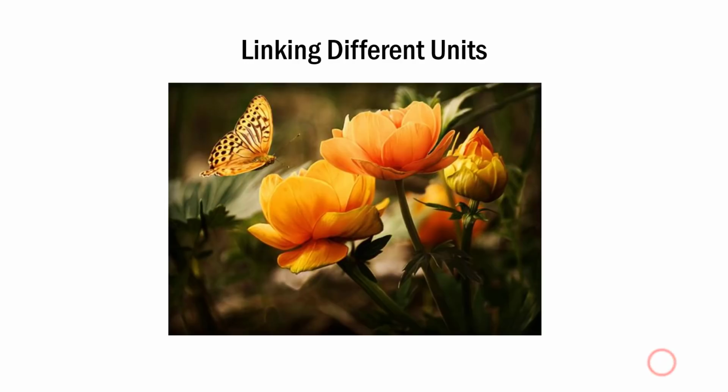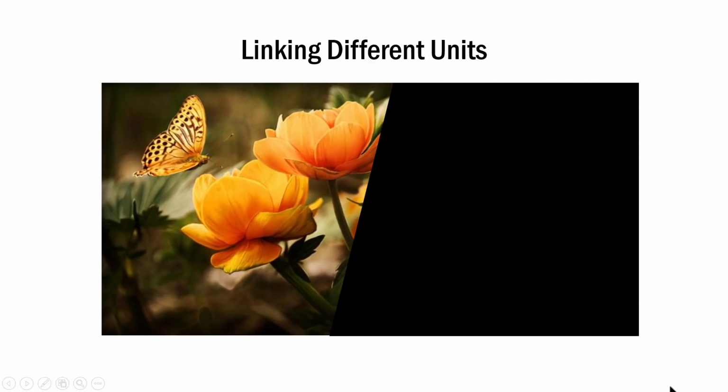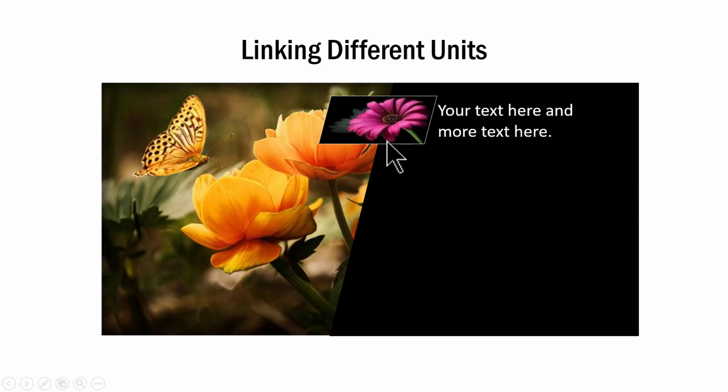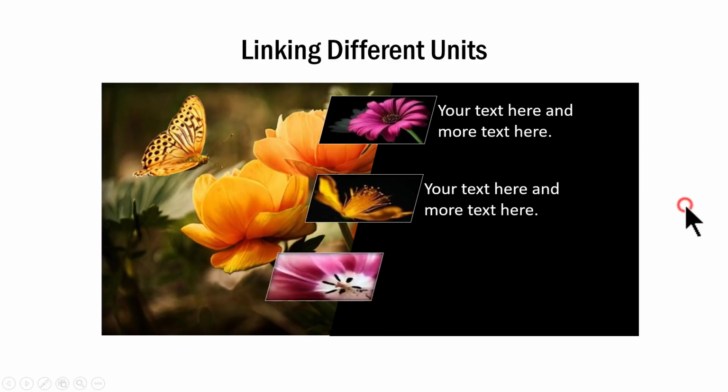Another example is this one, where we talk about linking different units. As you can see, this is one picture. On a click, we have space available for us to write some more details. And first we talk about one of the components. This is another picture, and then the description, another picture, another picture.